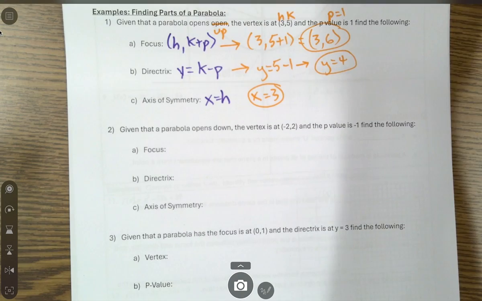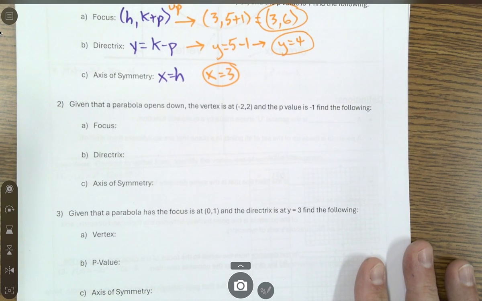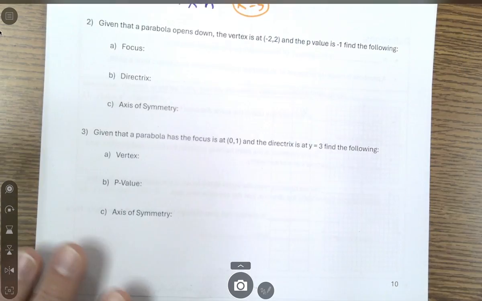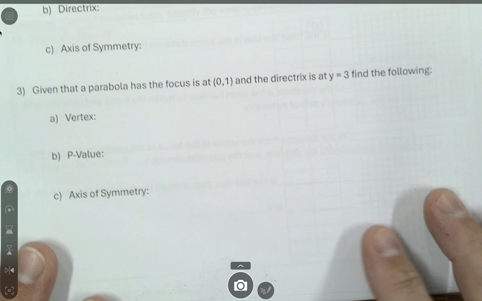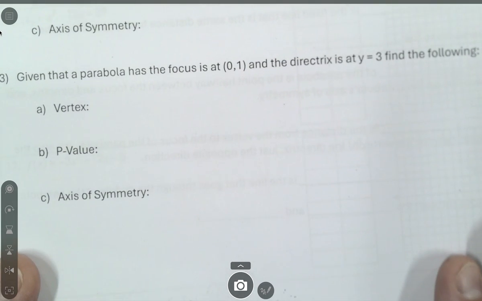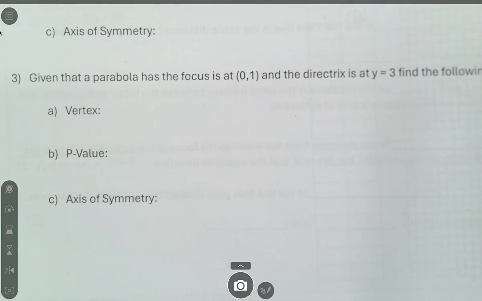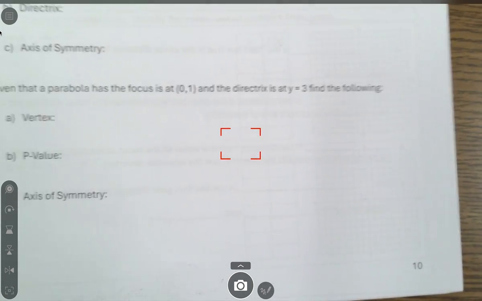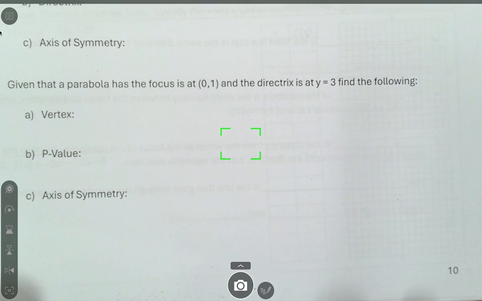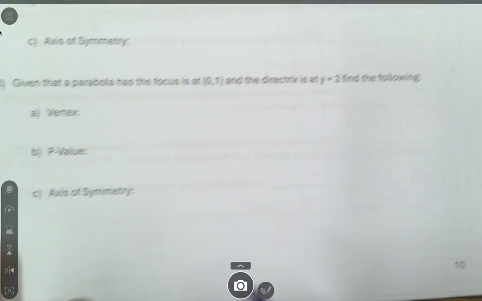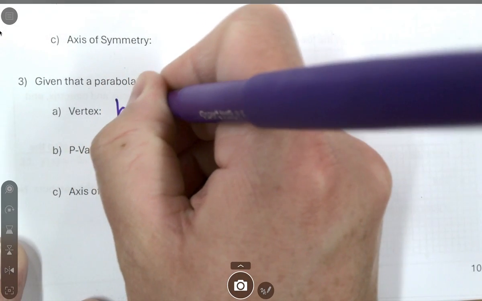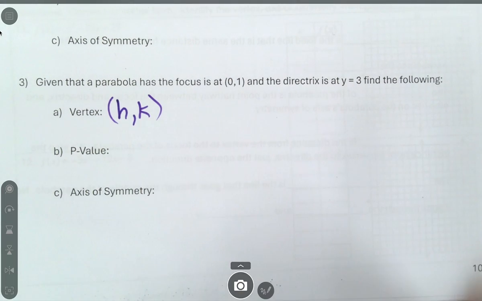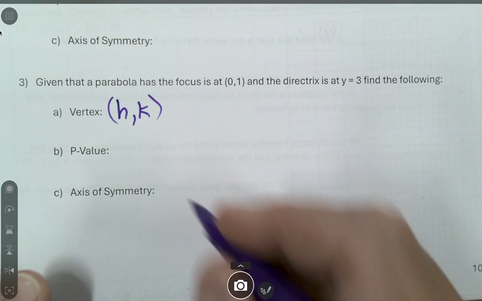I'm going to skip number 2 and jump to number 3. I think 1 and 2 are very similar. So I'm going to look at number 3, and we're going to solve this one. It says, given that the parabola has a focus at 0, 1, and a directrix at y equals 3, find the following. We need the vertex, which is my h comma k. The p-value, we're going to have to figure that out, probably using a graph. Axis of symmetry is x equals h.